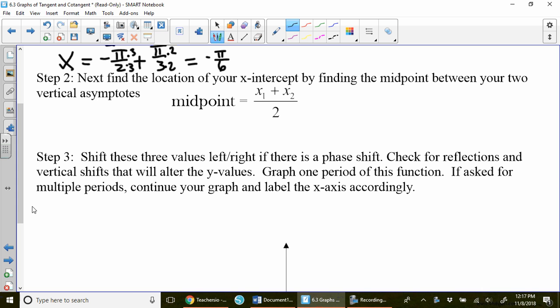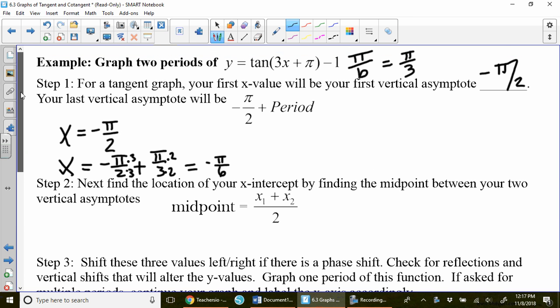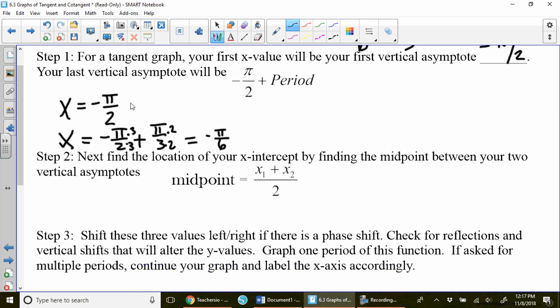All right, so when we left class earlier today, we were figuring out how to graph tangent. First of all, you're always going to start by using the x value of negative pi over 2. That's where your first vertical asymptote is going to be, and your second vertical asymptote is always the period away from that one, so that's negative pi over 2 plus your period. We found this asymptote to be at negative pi over 6, so we have 2 out of the 3 x values that we need.